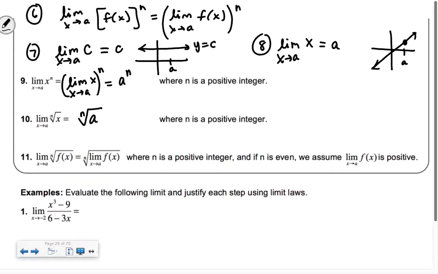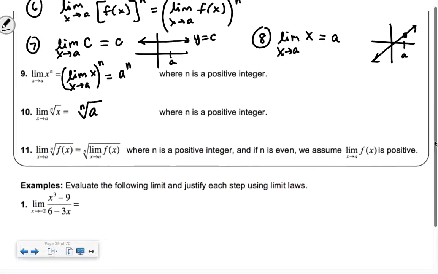So don't panic about the limit laws. We'll be doing so much with limits that you'll be doing the limit laws without realizing that you're doing the limit laws. So we do a lot of them.